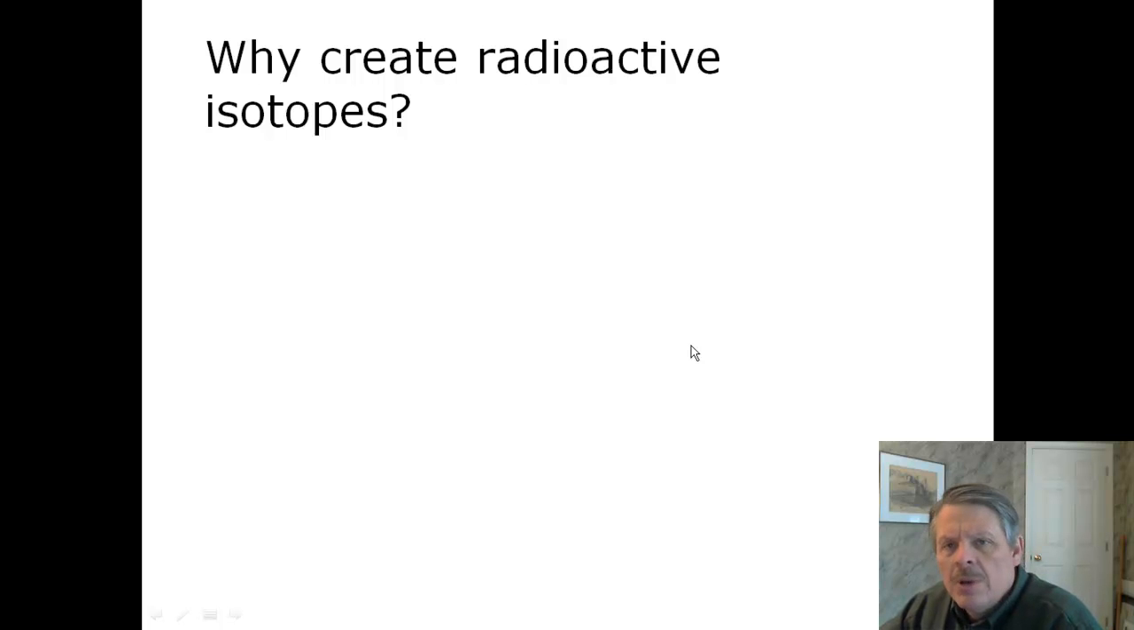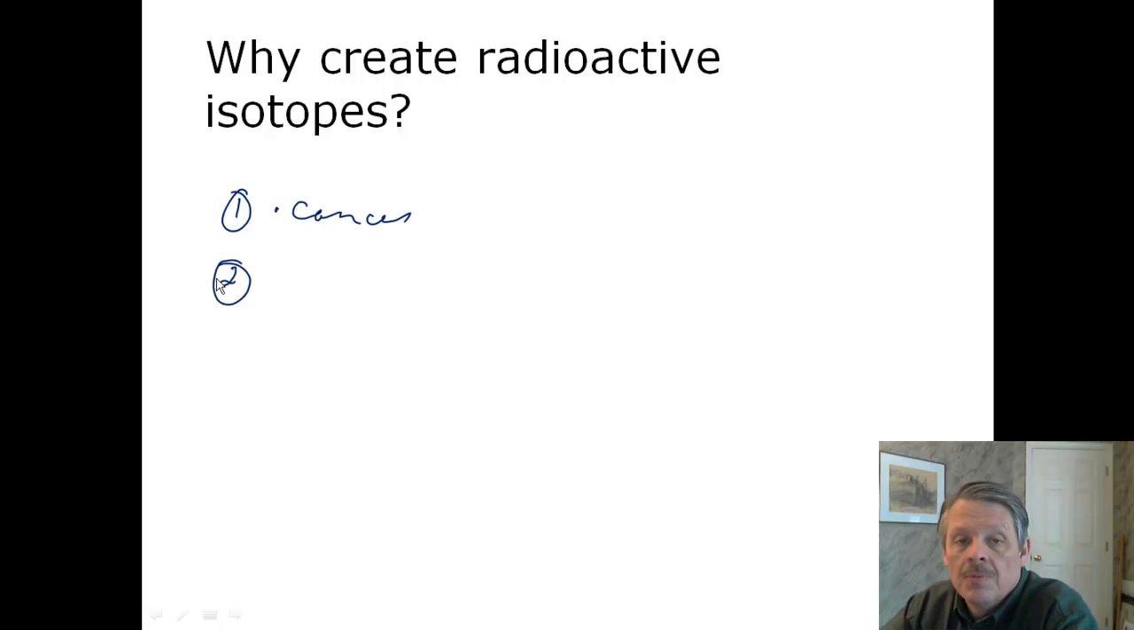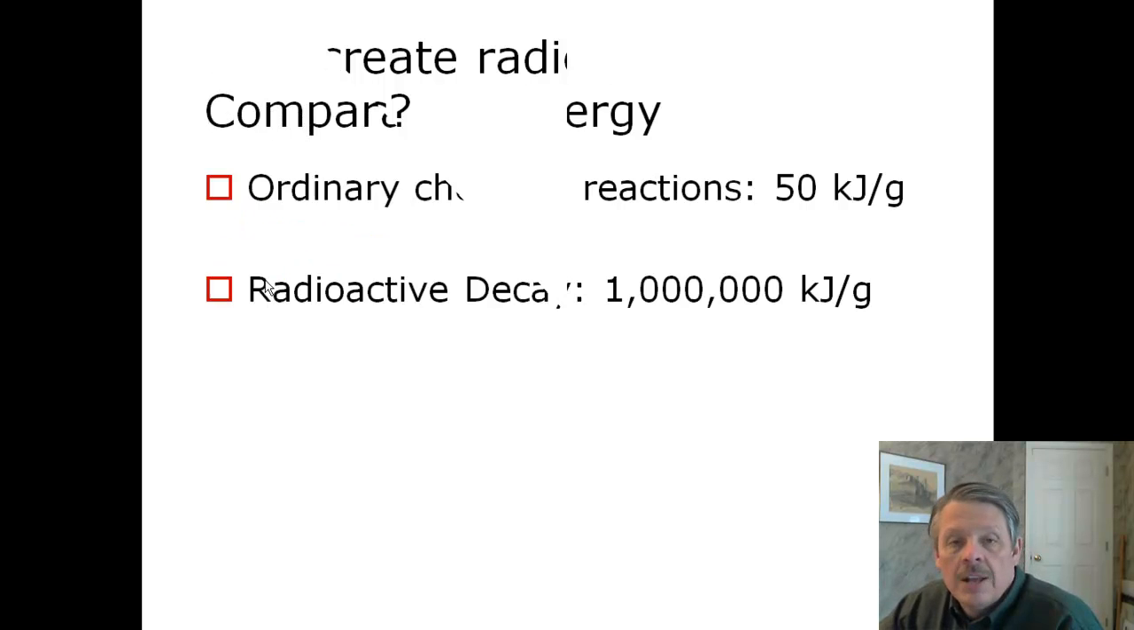Now, why do we care about creating radioactive isotopes? Well, there are a few reasons. One is we can use them for research, cancer research and cancer detection. So this is something we can use isotopes for. We can also use them to generate energy, and that's kind of where I want to go right now. Before we go any further, I want to talk about how different types of isotopes can release energy.